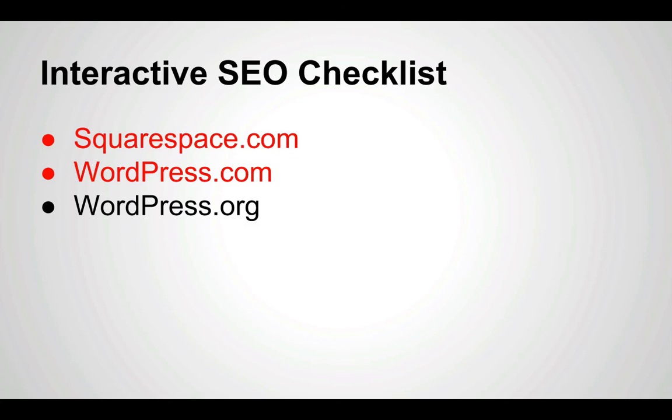And finally, interactive SEO checklist. This feature is not available in either Squarespace.com or WordPress.com. WordPress.org has it. And basically what it allows you to do is to keep track of what exactly you specified or not when it comes to SEO. For example, you're supposed to use your keyword in your title tag, you're supposed to use your keyword in your heading, in your page copy, in your image alt attribute, in your image file name and stuff like that. So this sort of functionality allows you to see whether you did it or not.